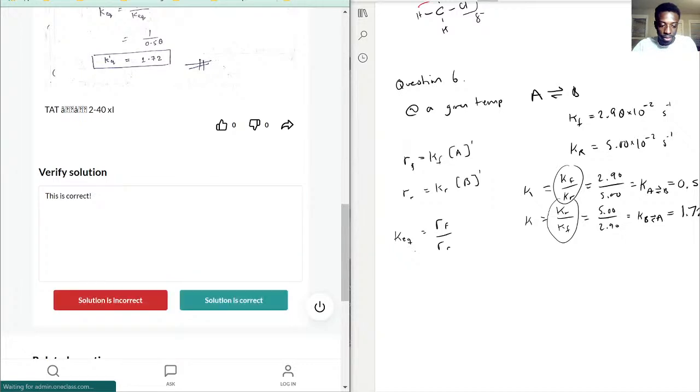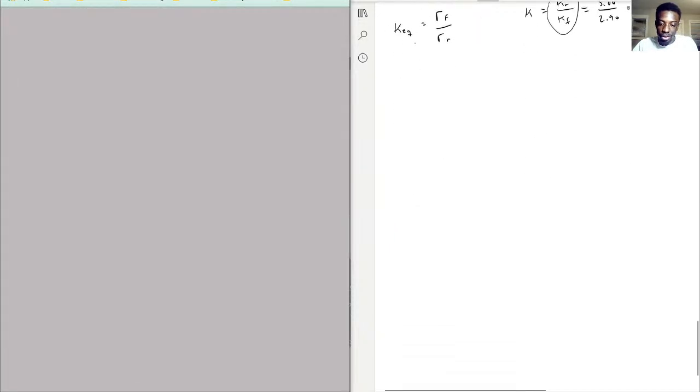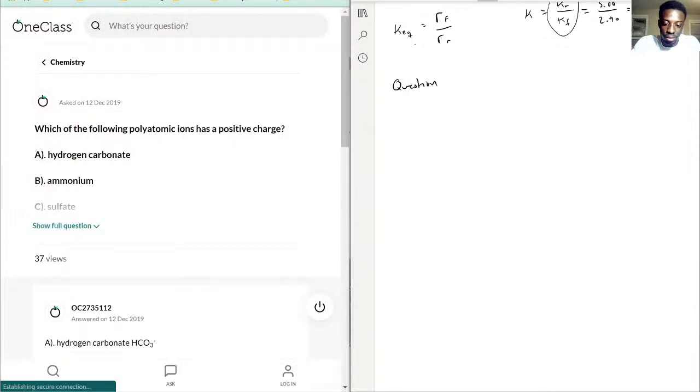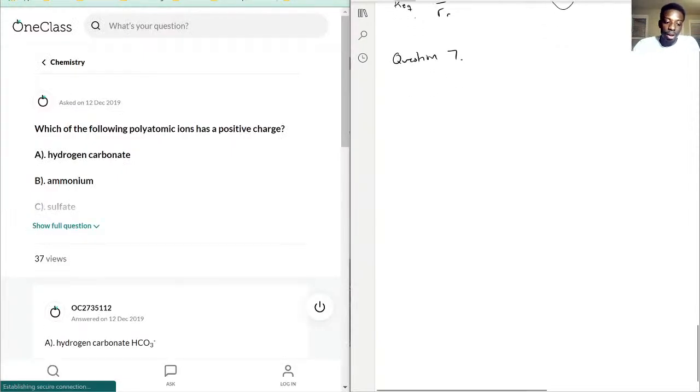Okay, and now question 7. Which of the following molecules, well, ions, have a positive charge?